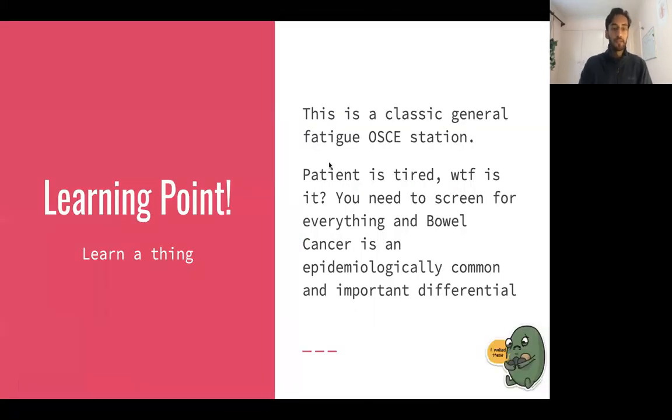So if you get a patient presenting with fatigue and lethargy and you're just not sure what it is, you should screen for everything. Obviously, the most common things to consider are things like anemia.